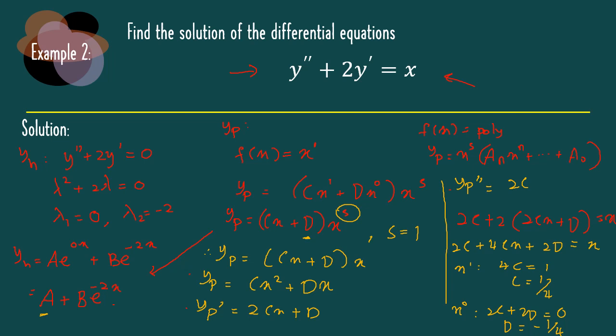So from here, our yp is equal to cx squared plus dx, that means 1 over 4 x squared minus 1 over 4 x. Lastly, for our general solution, we just need to combine yh plus yp. So we will have A plus B e^(-2x) plus 1 over 4 x squared minus 1 over 4 x.